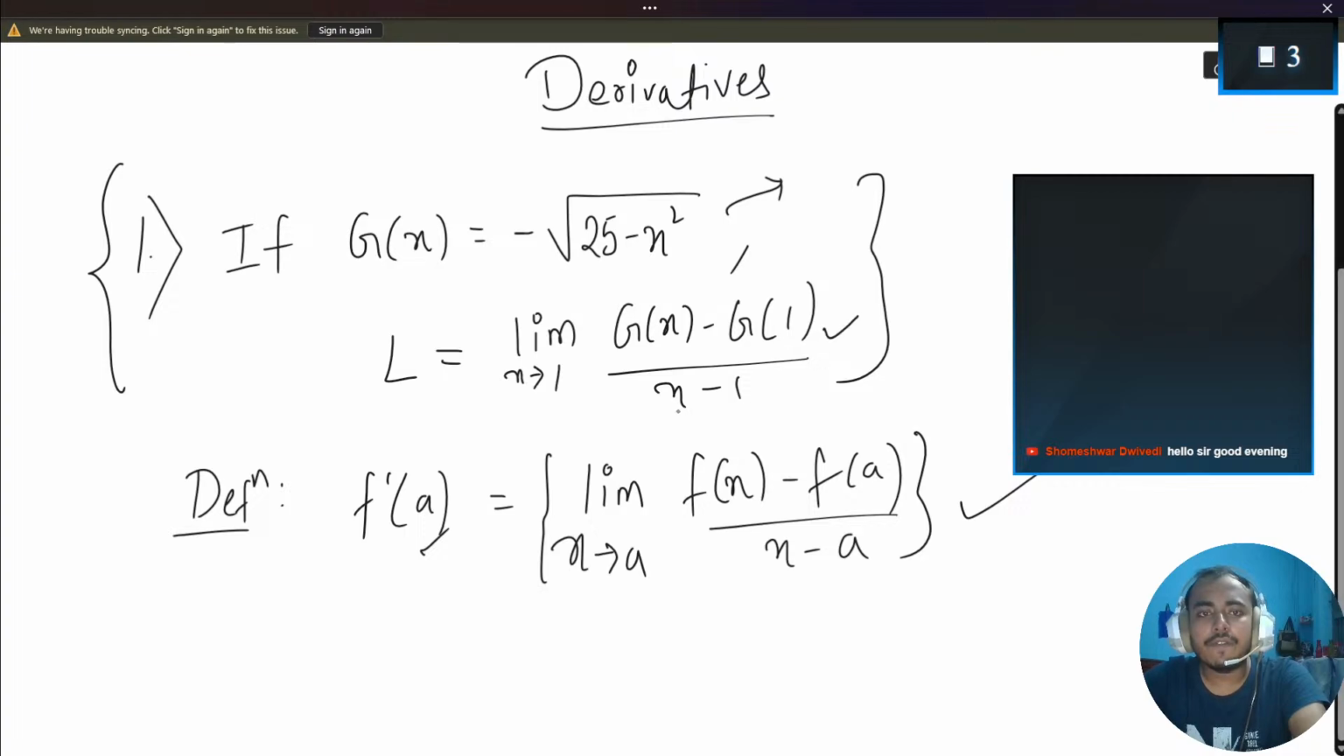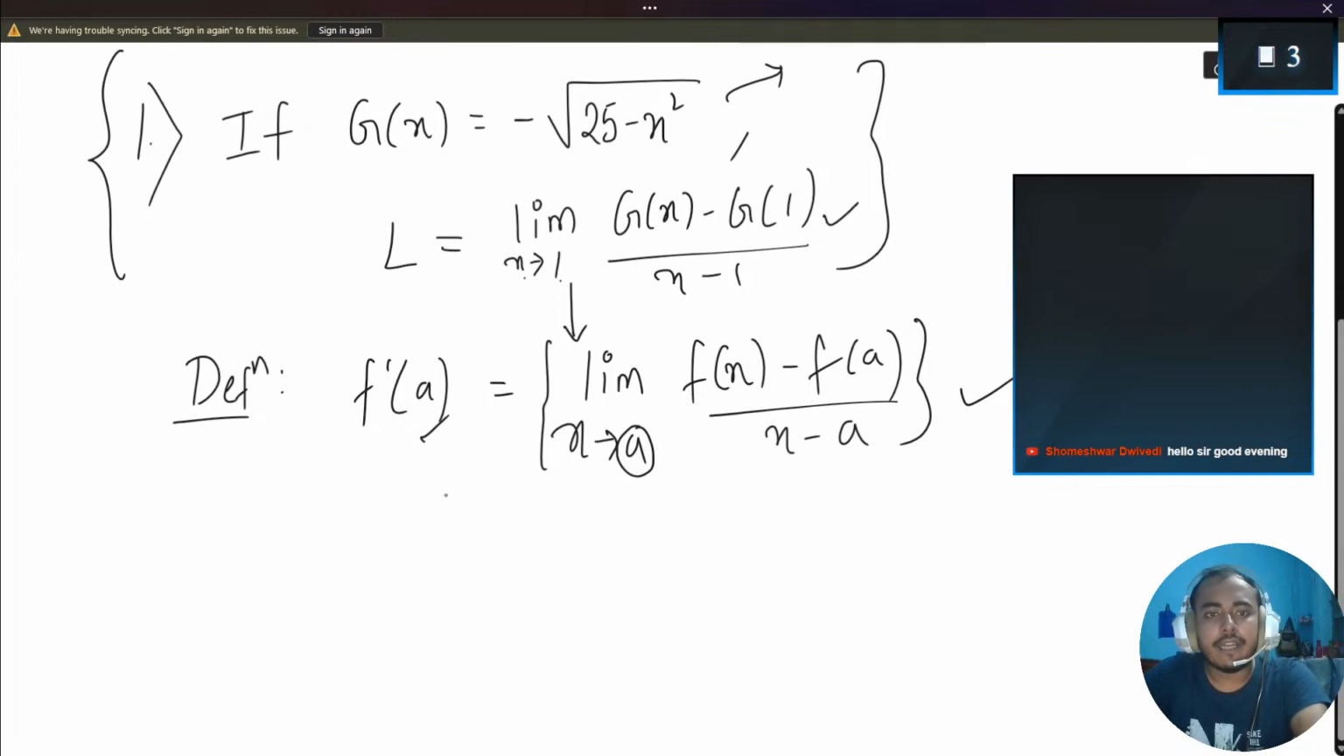Now, if we look at this limit here, g of x minus g of 1 whole divided by x minus 1 as x tends to 1, you can compare it with this definition, where a is 1, your function is g of x, and everything else matches, correct? If that is the case, our required limit is nothing but g dash of 1, which is the derivative of g at the point 1.